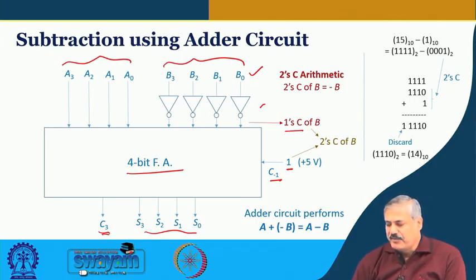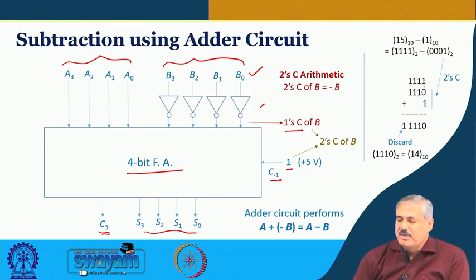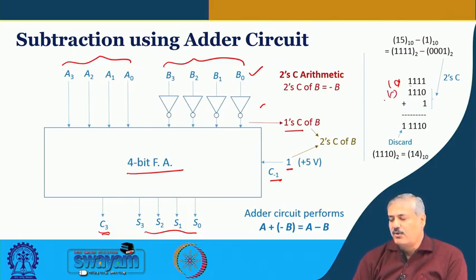Let us see the example. So, 15 minus 1. So, 15 is your 1 1 1 1. Remember that here we are using these 4 bits, so the sign bit over here is implied, that is the 0 over here. And 1 is your 0 0 0 1. So, when you take 1's complement of it, this is 1 1 1 0, and then you add 1. So, what you get over here is 1 1 1 0.